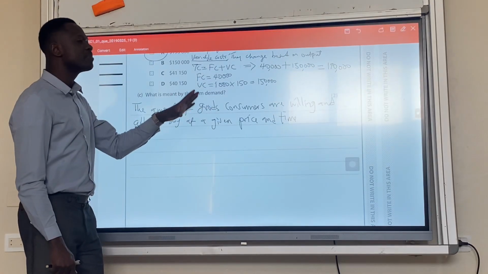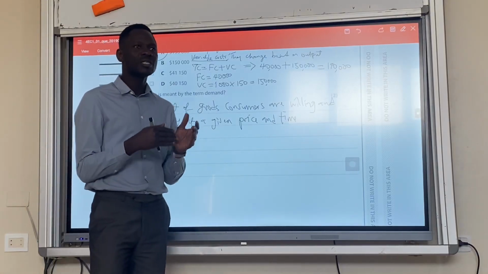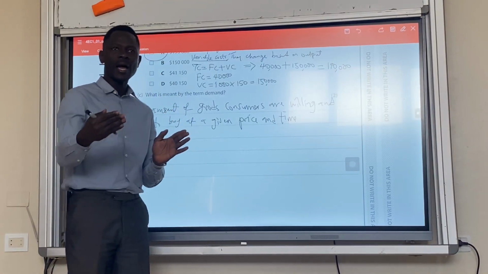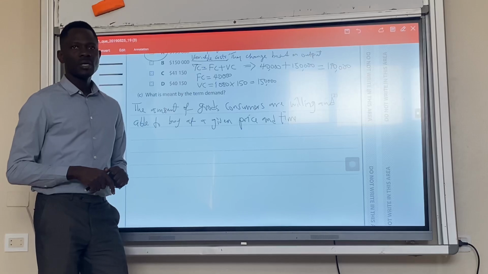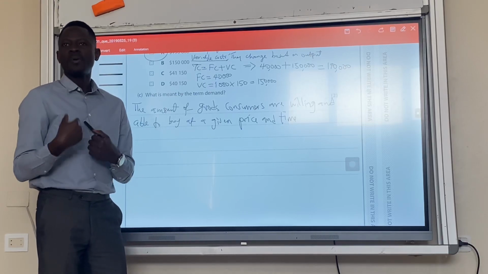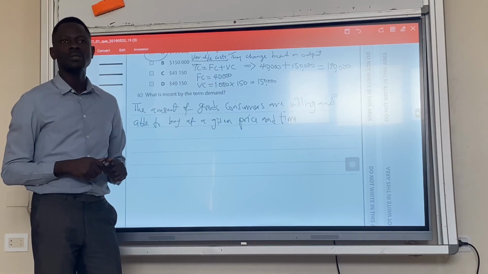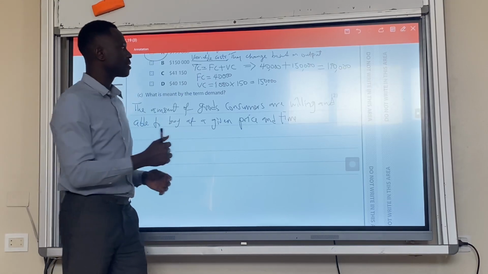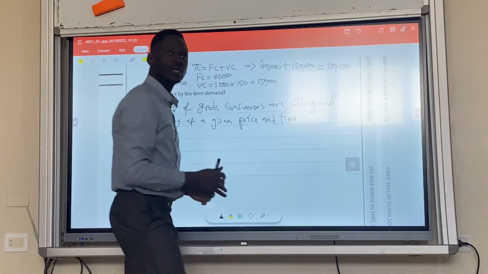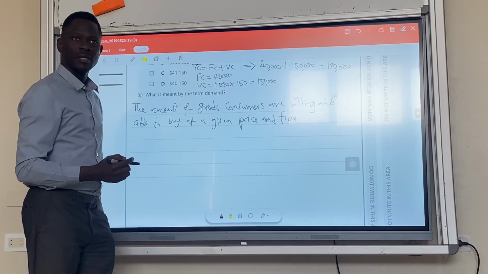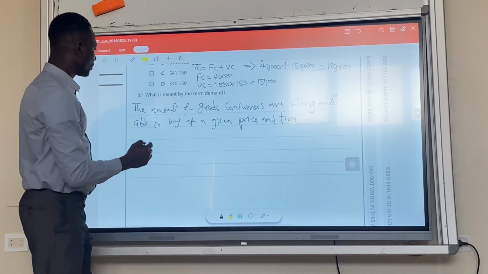What is meant by the term demand? Demand is the quantity of goods or services consumers are willing to buy at a given price and time. The quantity that you want to buy, the quantity I want to buy at a given price and time is called demand. And what is the law of demand? When the price increases, the demand decreases.